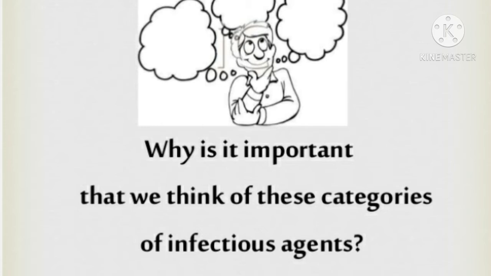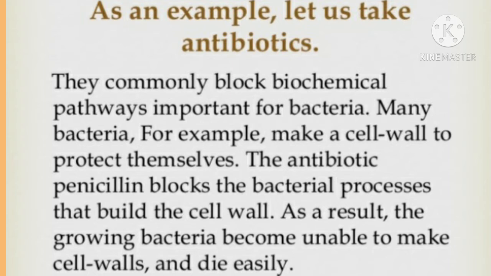Now, children, the question is, why is it important that we think of these categories of infectious agents? Children, it is important to categorize infectious agents because each group of organisms has some common traits and many similar biochemical pathways. As a result, a drug that blocks one of the biochemical pathways of an infectious agent of a group would be effective against any other member of that group.